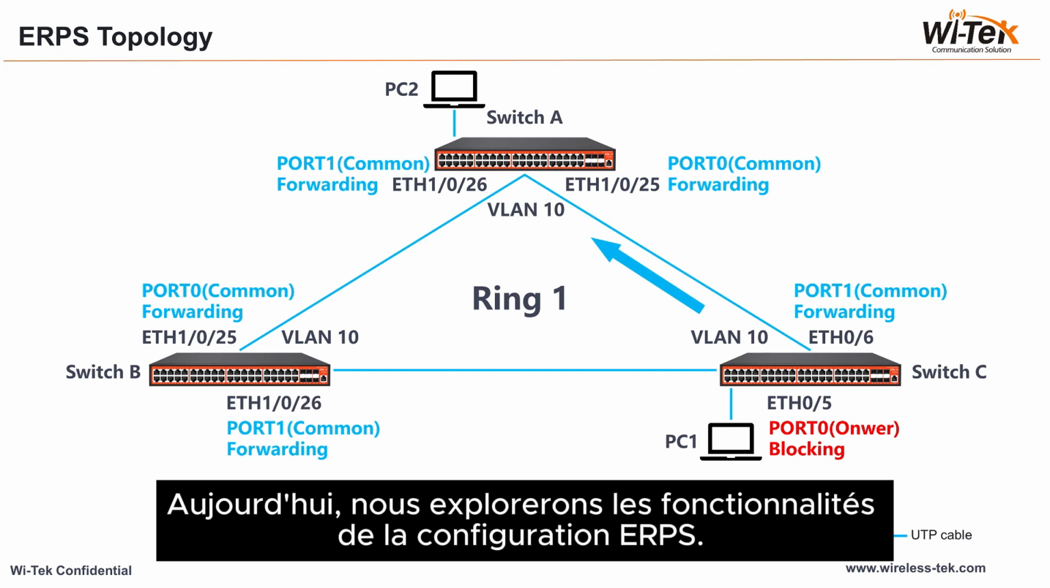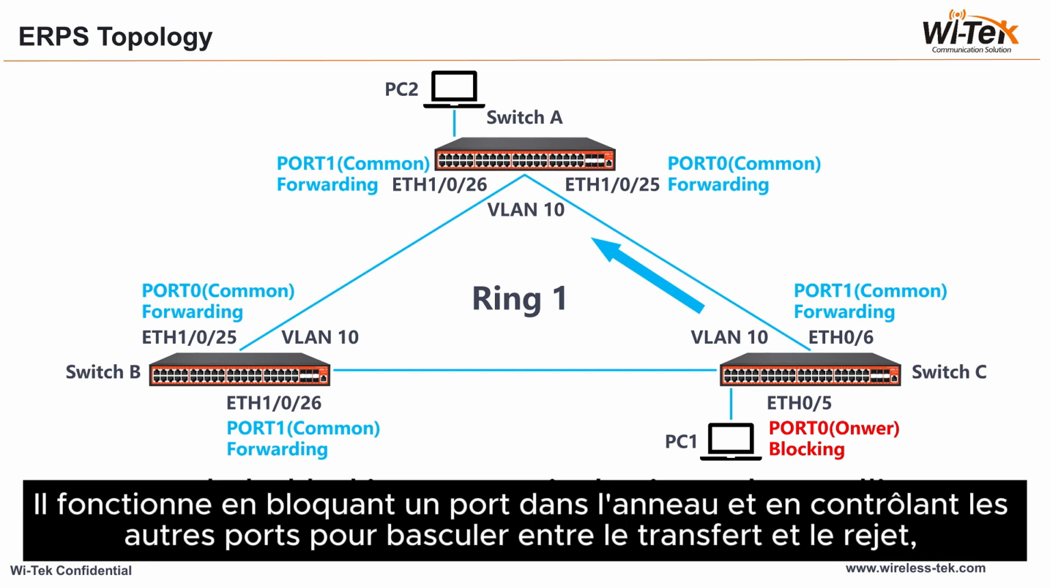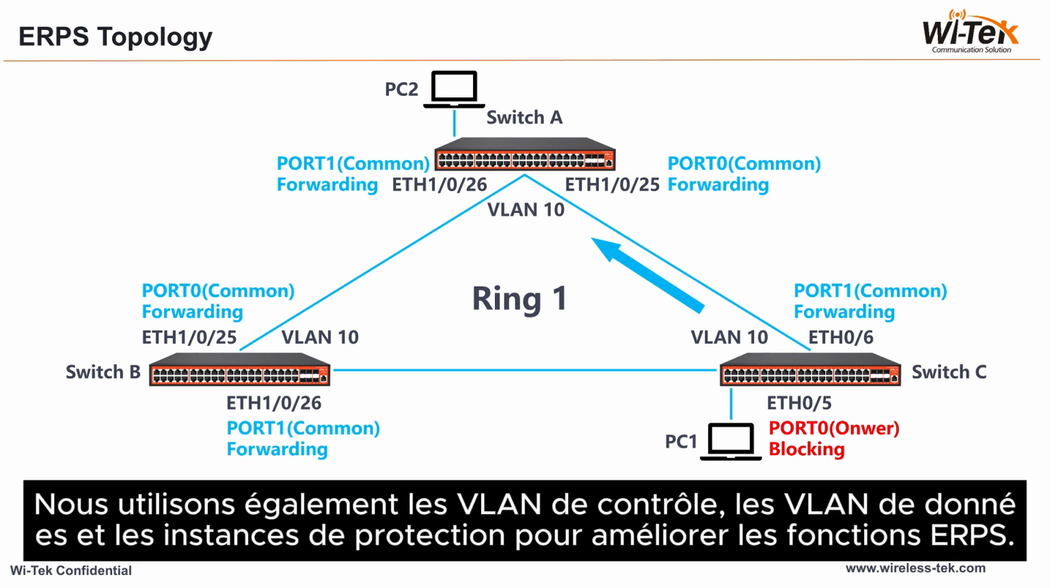Today, we will explore the features of ERPS configuration. ERPS, Ethernet Ring Protection Switching, is a protocol to prevent loops in Ethernet networks. It works by blocking one port in the ring and controlling other ports to switch between forwarding and discarding, which stops loops from forming. We also use control VLAN, data VLAN, and protection instances to enhance ERPS functions.